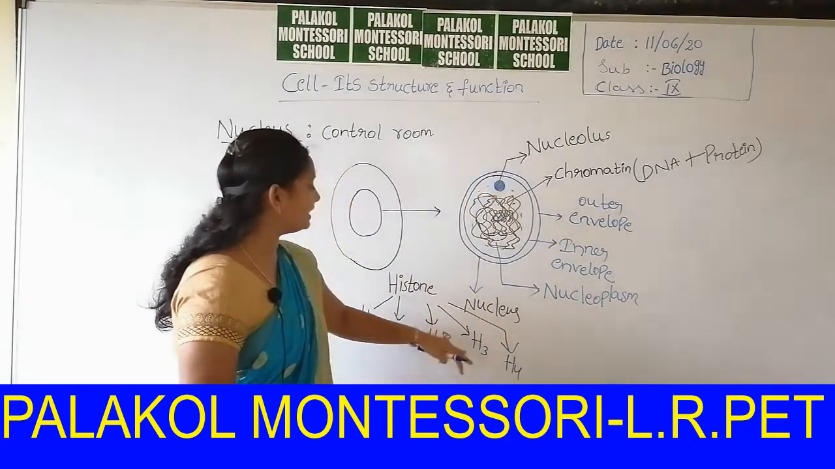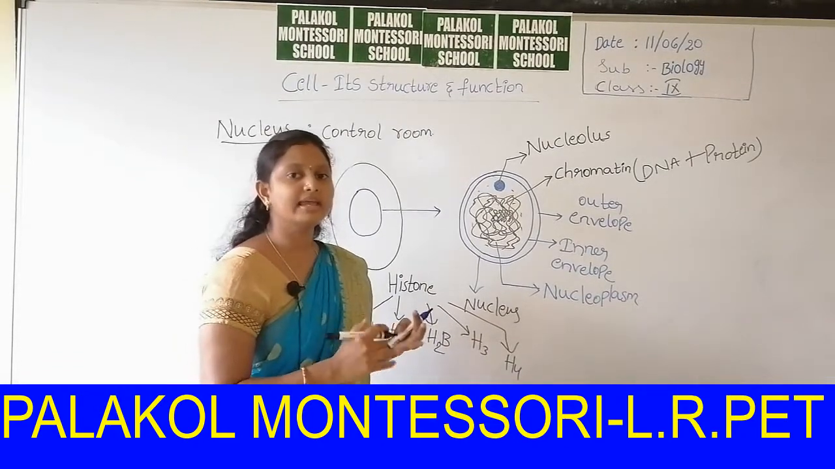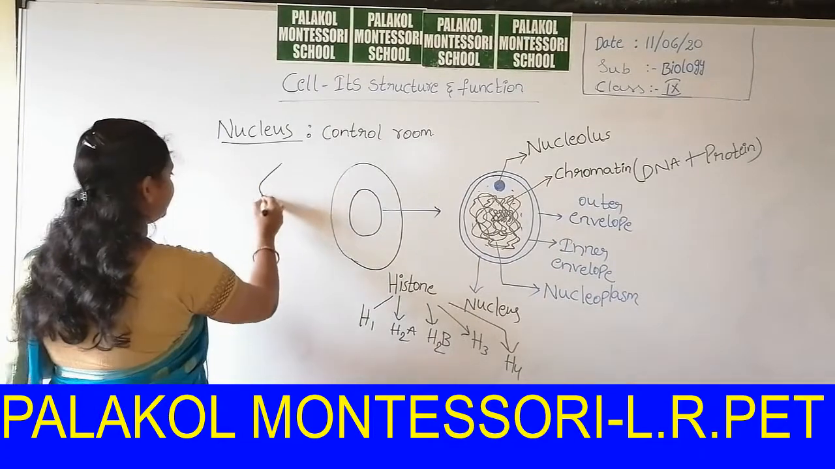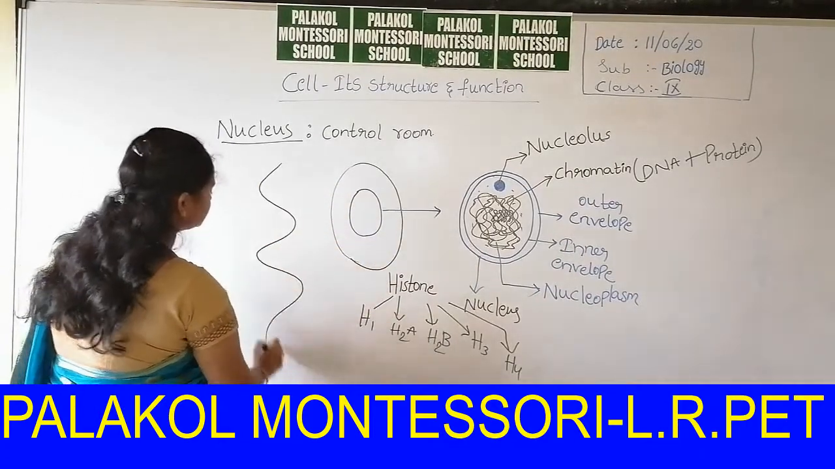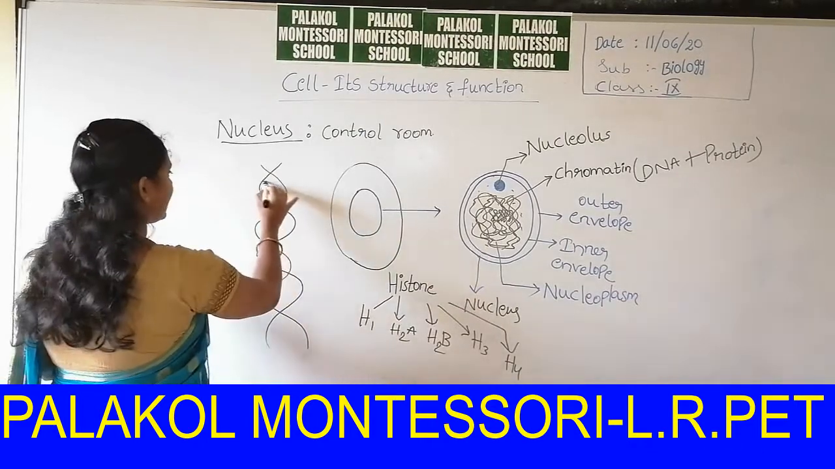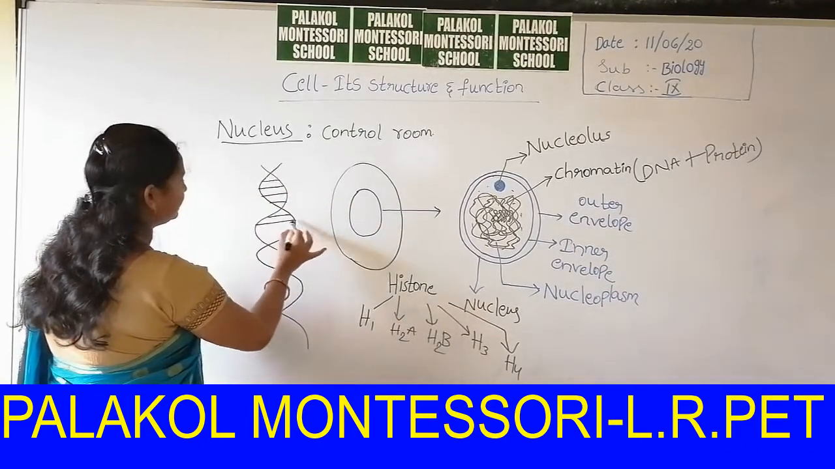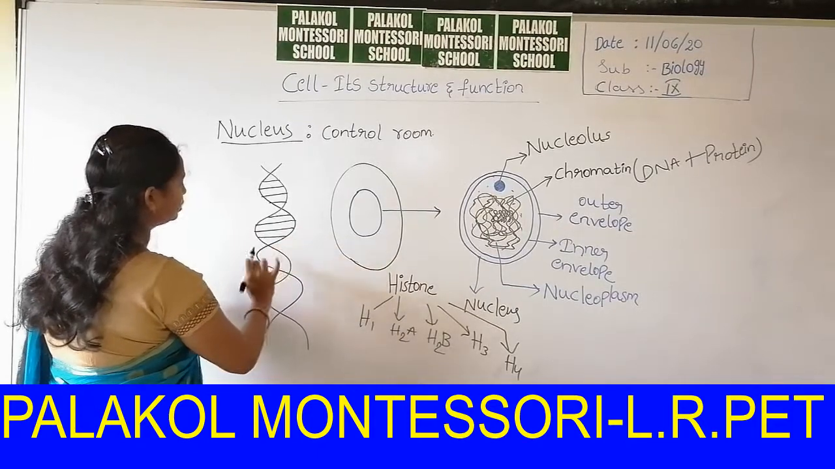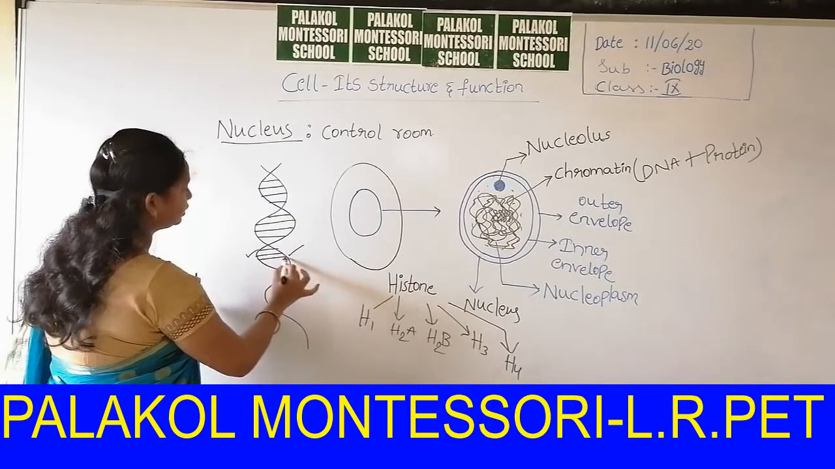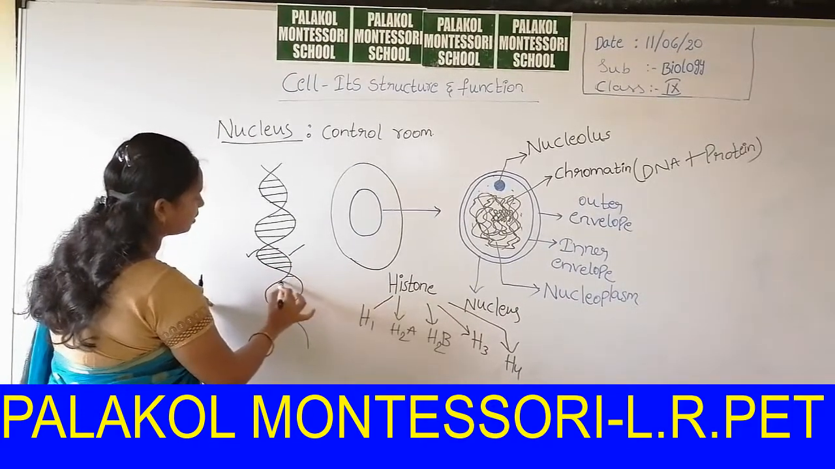Okay, along with these histone proteins, DNA is coiled, like a ladder shape. That means DNA has a double helical structure, with a ladder-like appearance. Okay, this is nothing but DNA. DNA has two strands. This is one strand, this is the second strand. Between the two strands, there are hydrogen bonds.